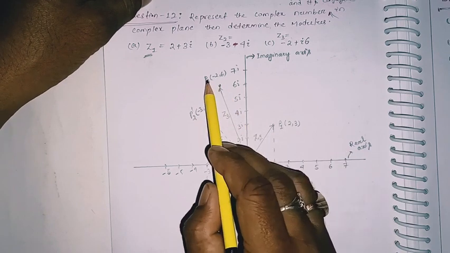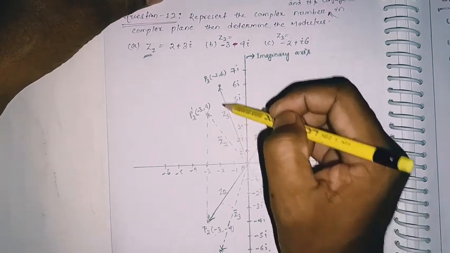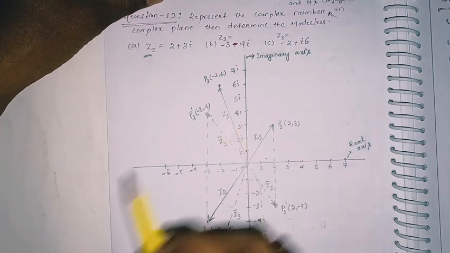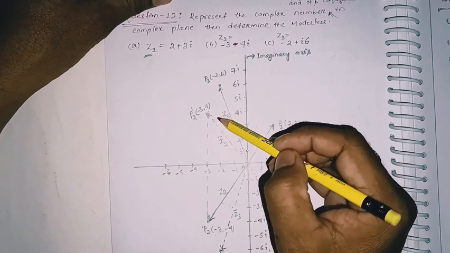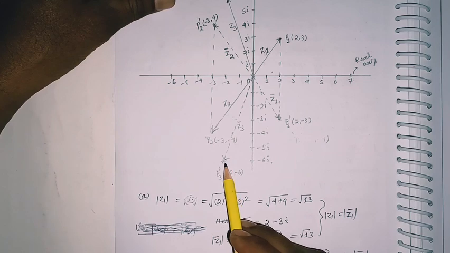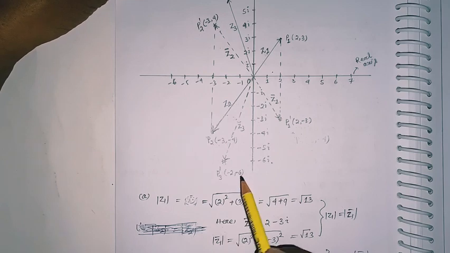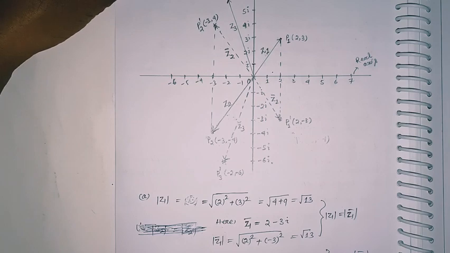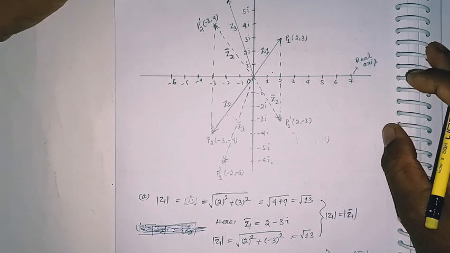So this point represents the P3 point, and the coordinates will be -2, 6, and the vector from O to P3 is your Z3, the complex number as per the question. Its exact mirror point will be here in the third quadrant, and the location will be -2, -6. And O to P3 dash is Z3 bar, the complex conjugate of Z3. In this way we can represent a complex number and its corresponding complex conjugate.